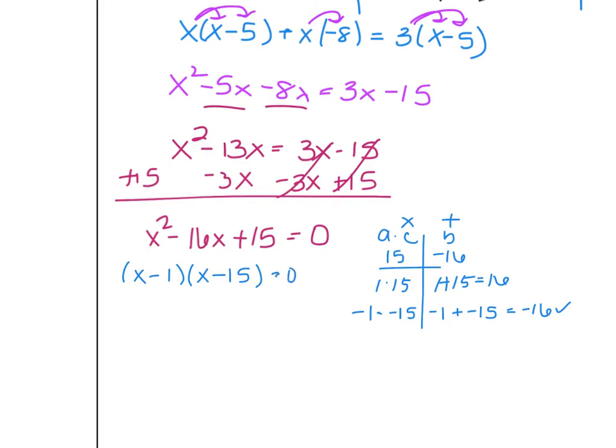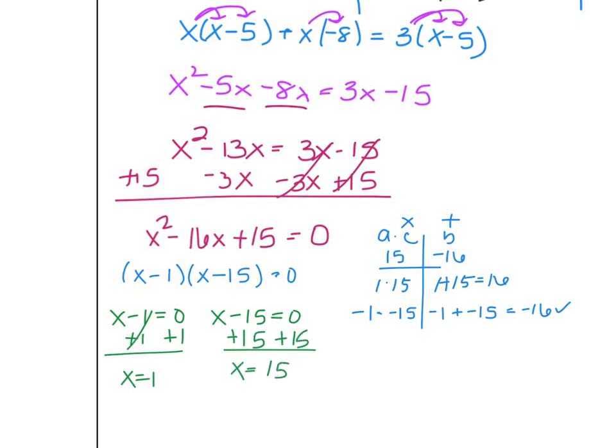equal to 0. Now that you've got it factored, you're going to take each factor individually and set it equal to 0, and solve. So on the first one, add 1 to both sides, x equals 1. On the second one, add 15 to both sides, x equals 15.